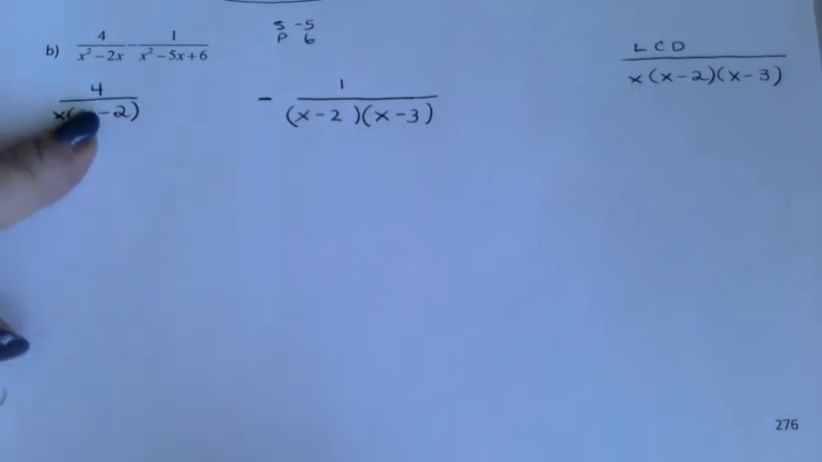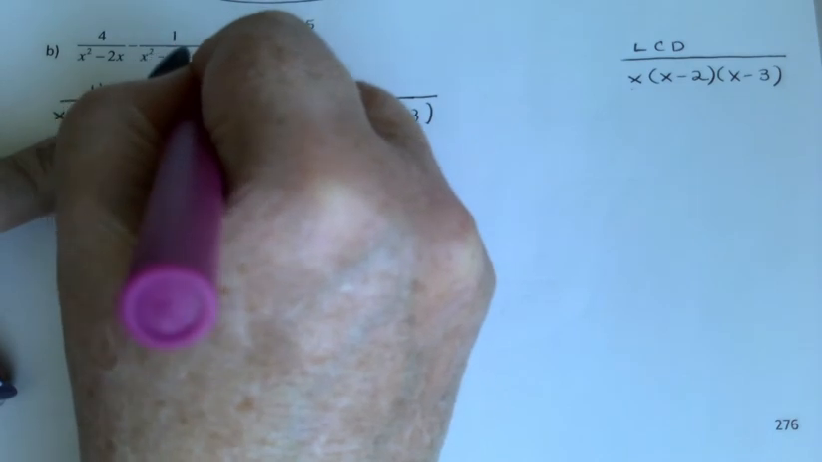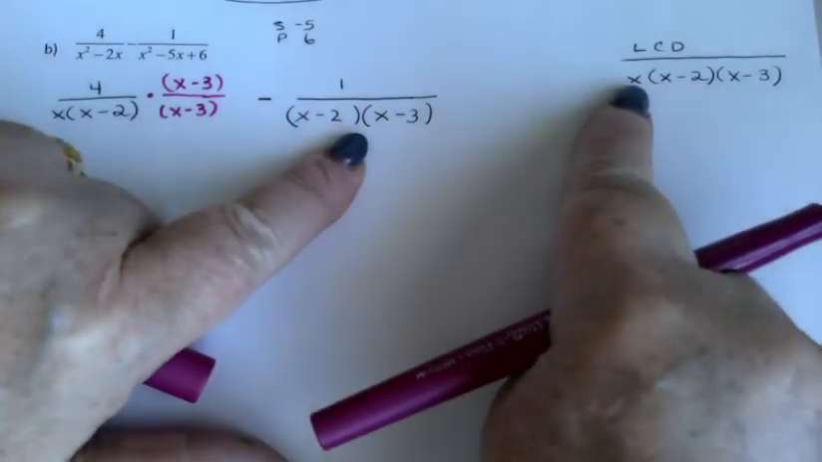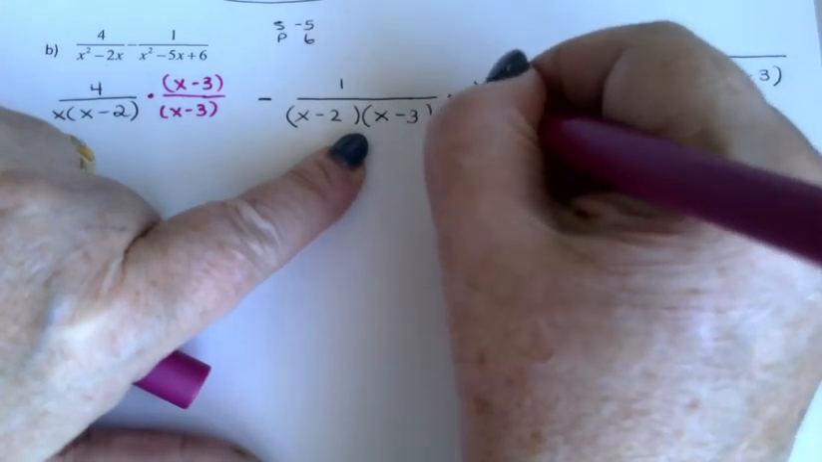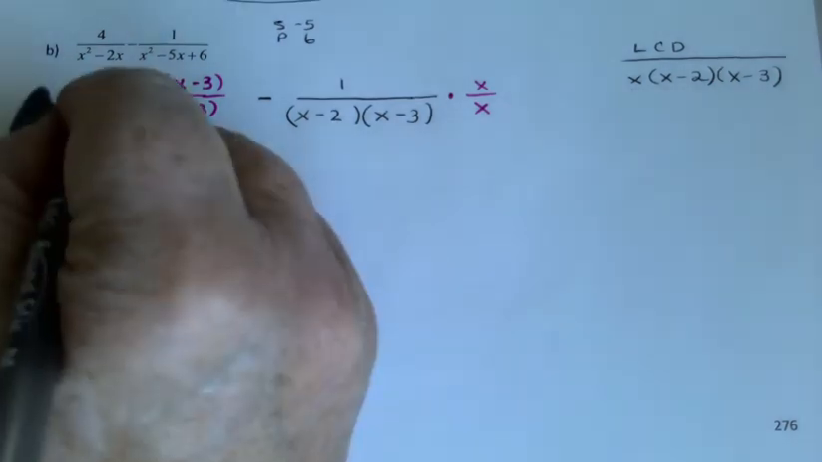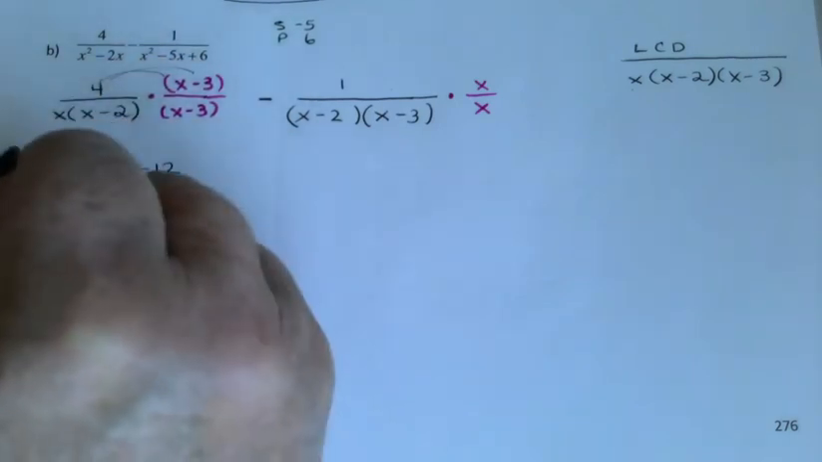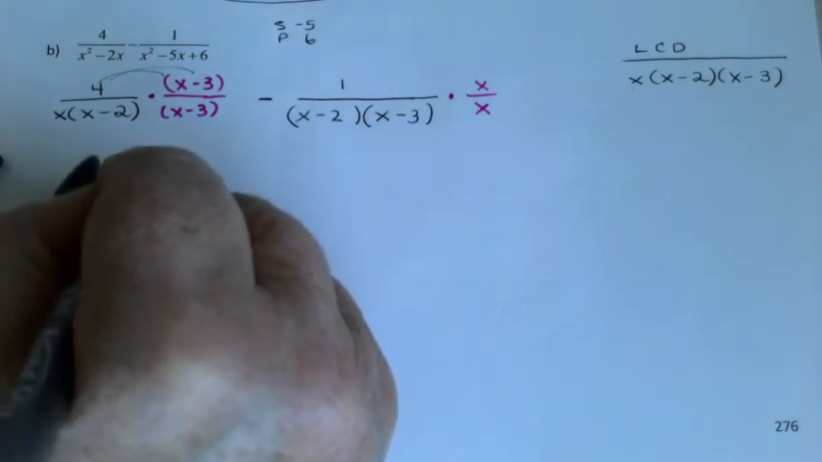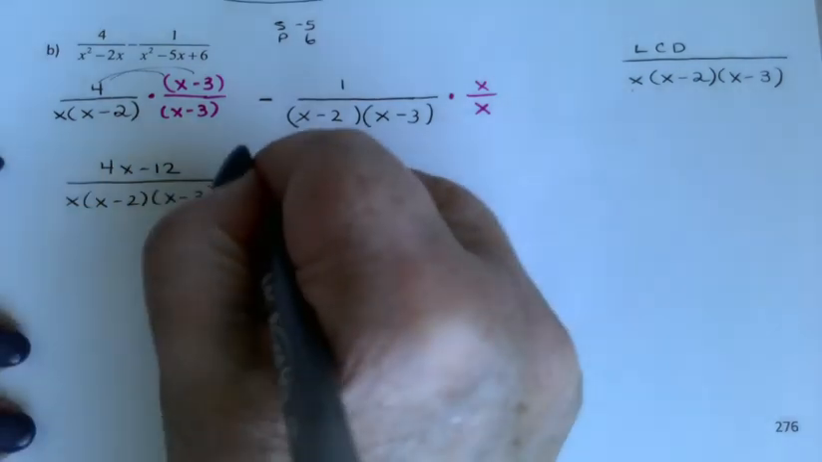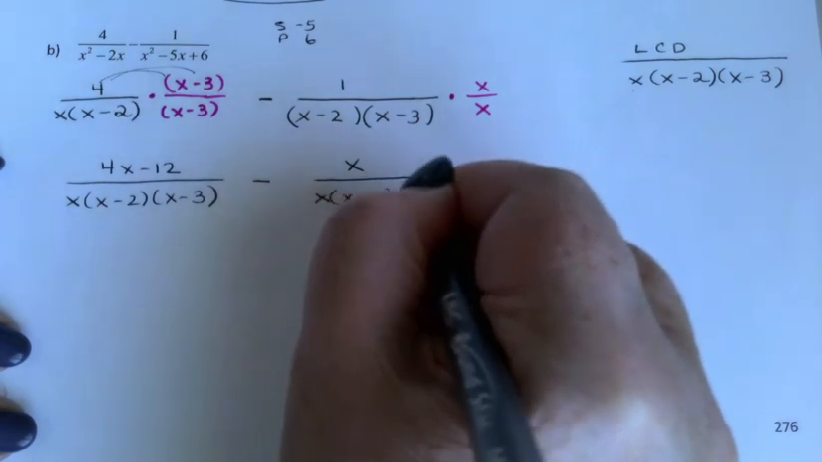All right, so clearly this one is missing the x minus 3. This one is only missing the x. So I'm going to have 4x minus 12 over x times x minus 2 times x minus 3. Subtract x over x, x minus 2, x minus 3.